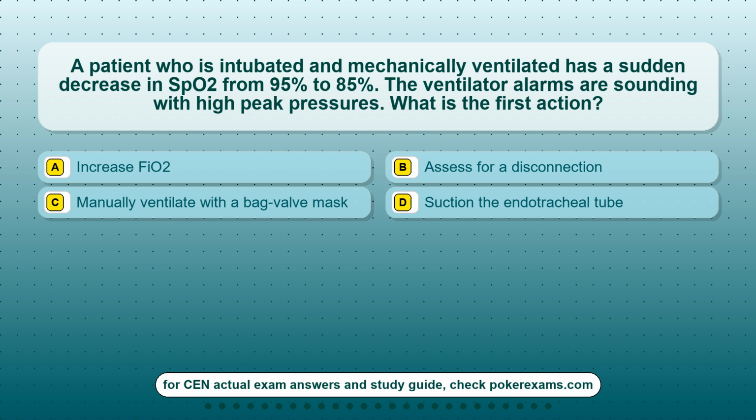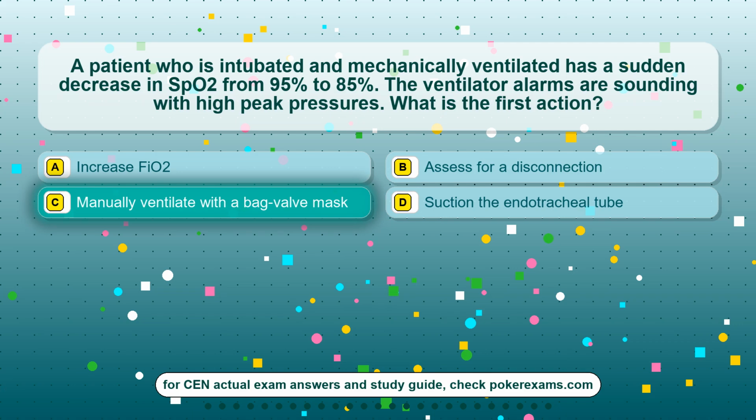Question 11. A patient who is intubated and mechanically ventilated has a sudden decrease in SpO2 from 95% to 85%. The ventilator alarms are sounding with high peak pressures. What is the first action? Option A, increase VO2. Option B, assess for a disconnection. Option C, manually ventilate with a bag-valve mask. Option D, suction the endotracheal tube.